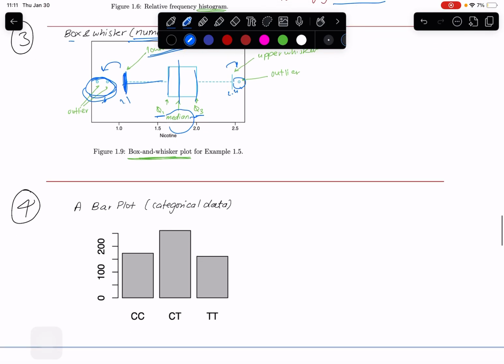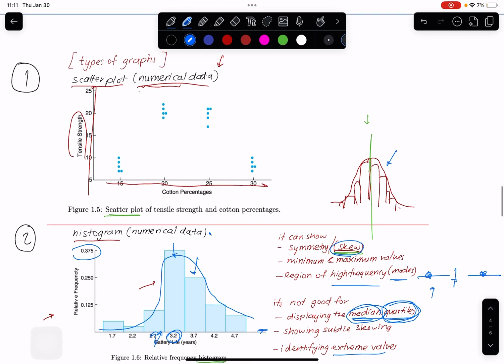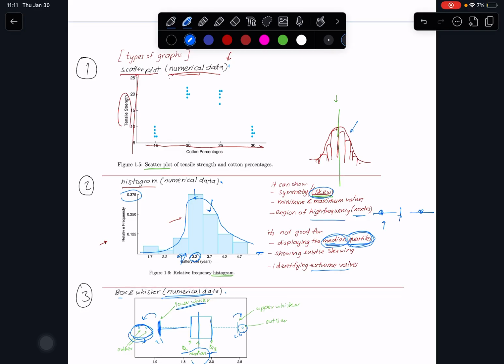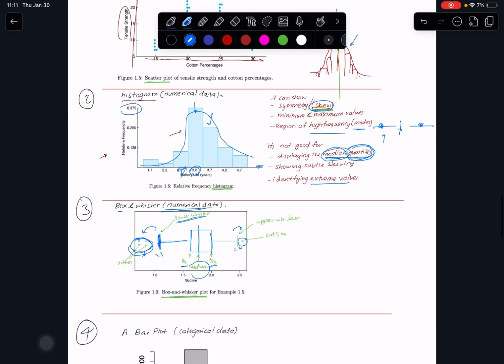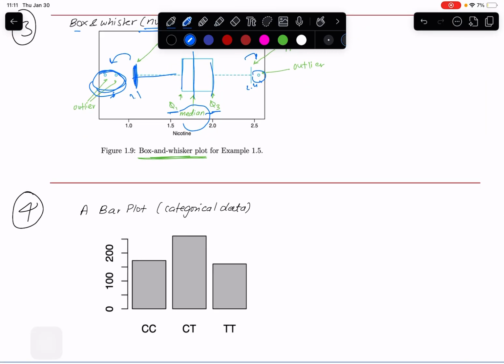Now, we said these three are numerical data graphs. So if they say, for example, we're going to do an experiment, we collected numerical data, what type of graph is suitable to express this data? You have three options, and you can figure out which one is better: the scatter plot, the histogram and the box and whisker. Okay, they gave you a categorical plot. This is the third one.